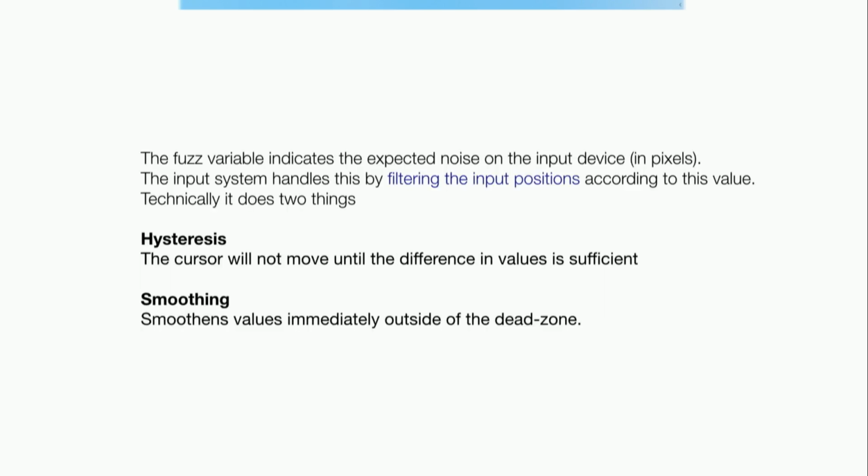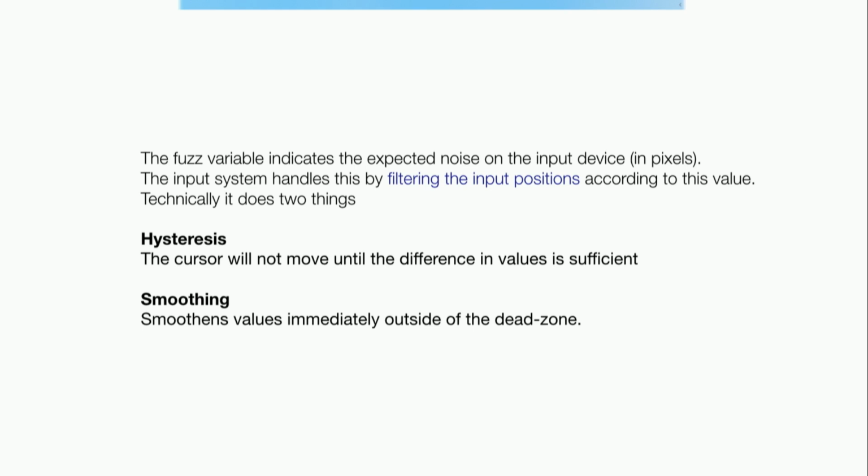this is something that you'll have to experiment for your own setup, but there's a value while you're setting the parameters for the X and Y position. It's called the fuzziness value. And this fuzz variable basically indicates the amount of expected noise on the input device, and this is in terms of pixels. So what it does is the input subsystem is going to filter the input based on this value, and it does this in two ways. There's first hysteresis, and the second is smoothing.